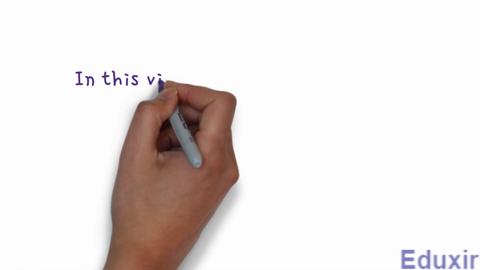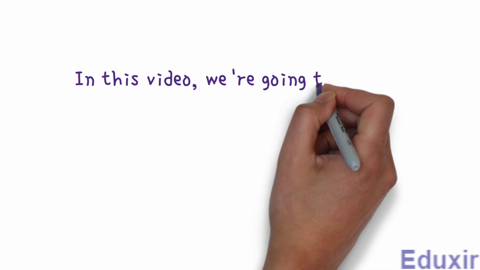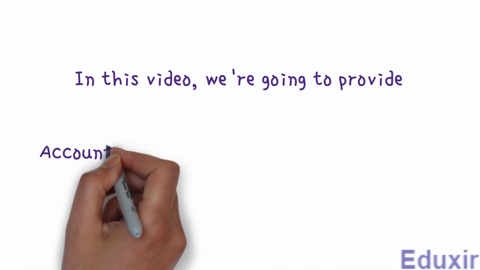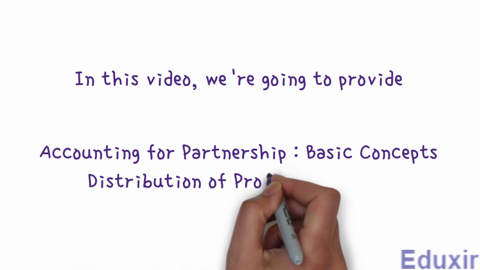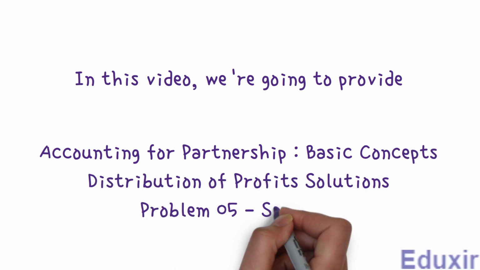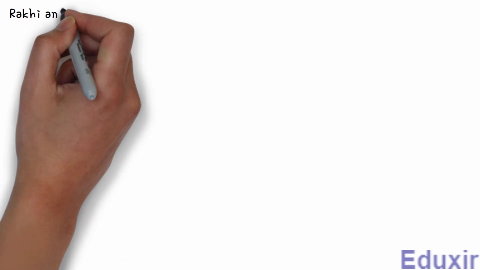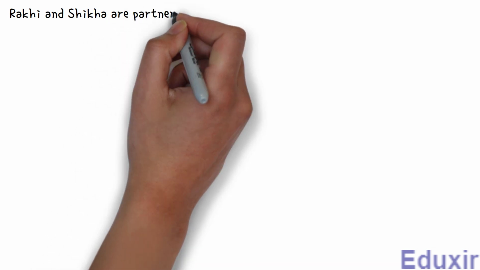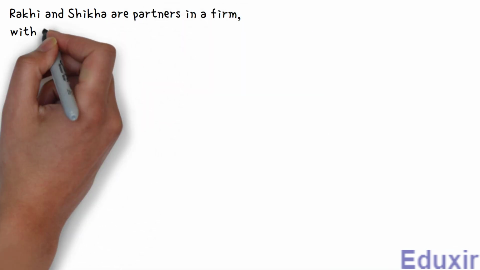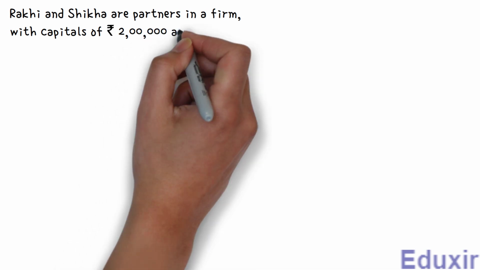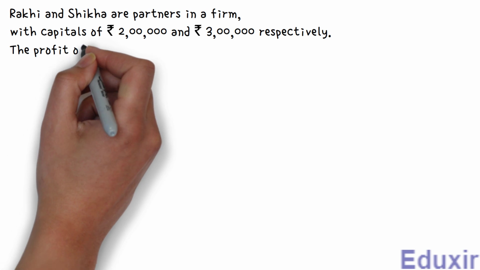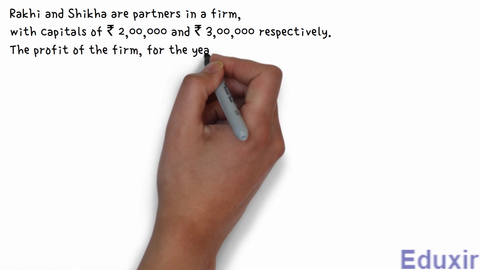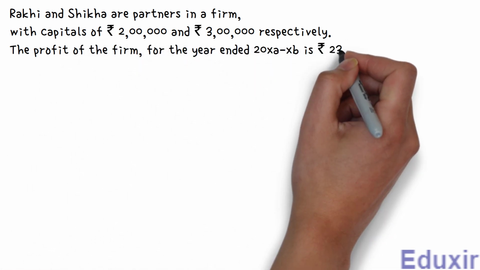In this video, we are going to provide accounting for partnership basic concepts, distribution of profits solutions, problem 5 solution. The problem statement is as follows. Rakhi and Shikha are partners in a firm with capitals of 2 lakh rupees and 3 lakh rupees respectively. The profit of the firm for the year ended 2000 XA/XB is 23,200 rupees.